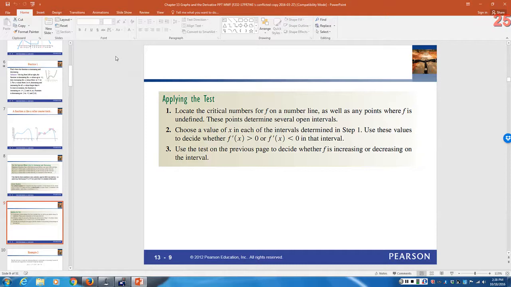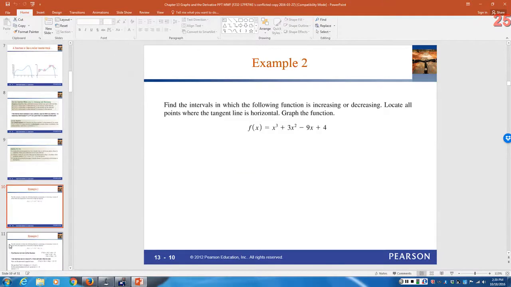And then the last thing talks about applying a test. It says locate the critical numbers for a function on a number line, as well as any points where f is undefined. Those points will make open intervals, which they will. And then choose a value of x in each of those intervals and decide whether the derivative is positive or negative in that particular interval, and use the test to decide if f is increasing or decreasing on the interval. So we're going to apply that with an example and see what we can do with this.